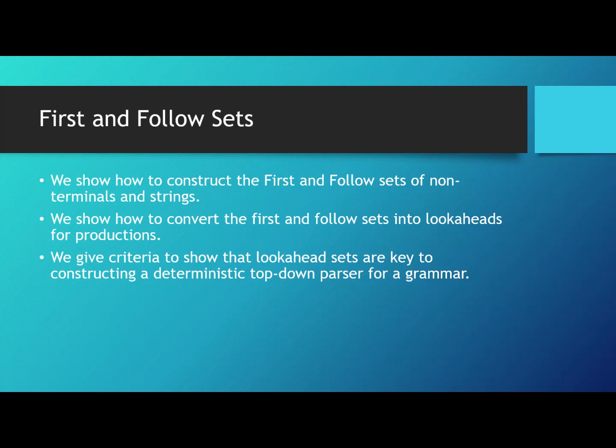We show how to construct the first and follow sets of non-terminals and strings. We show how to convert these sets into look-ahead sets for productions. We give criteria to show that look-ahead sets are key to constructing a deterministic top-down parser for a grammar. If there are intersections between certain look-ahead sets, then the grammar cannot be parsed deterministically, and we need to either use a different parsing technique or reconstruct the grammar.